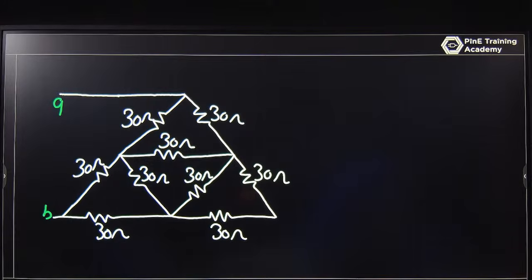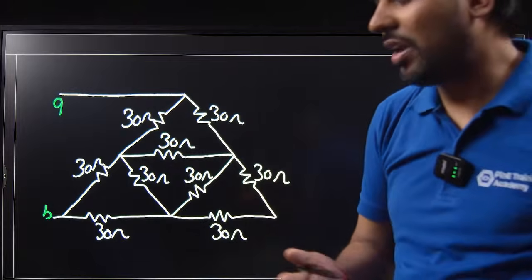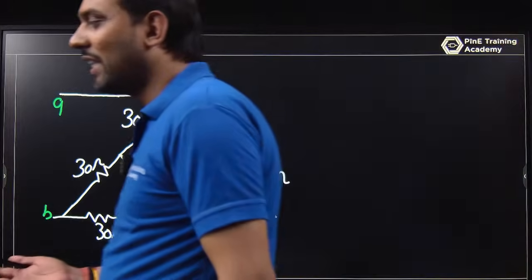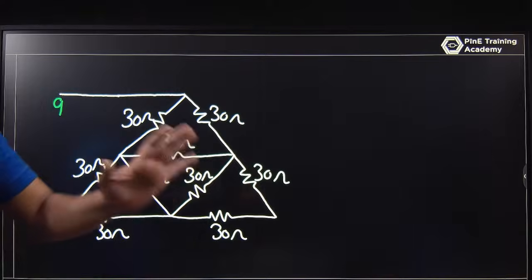Dear VXJPI, we are not going for the proving. This is not just a proving method. I am just explaining how to use this star to delta and delta to star. I am not going for any proving.